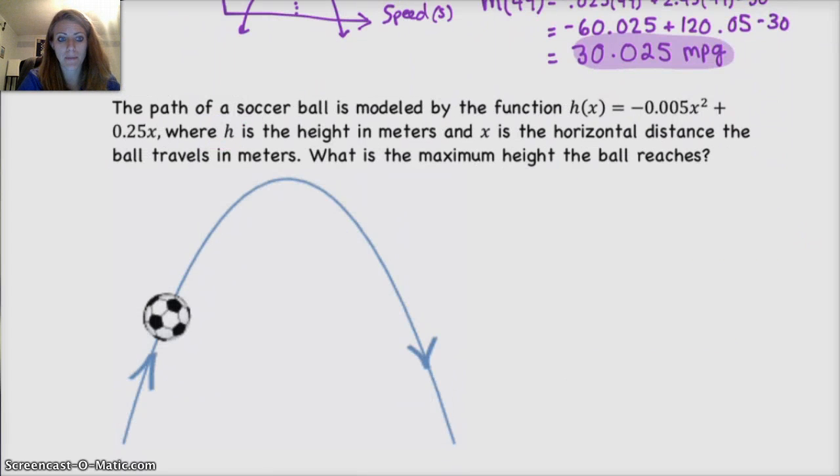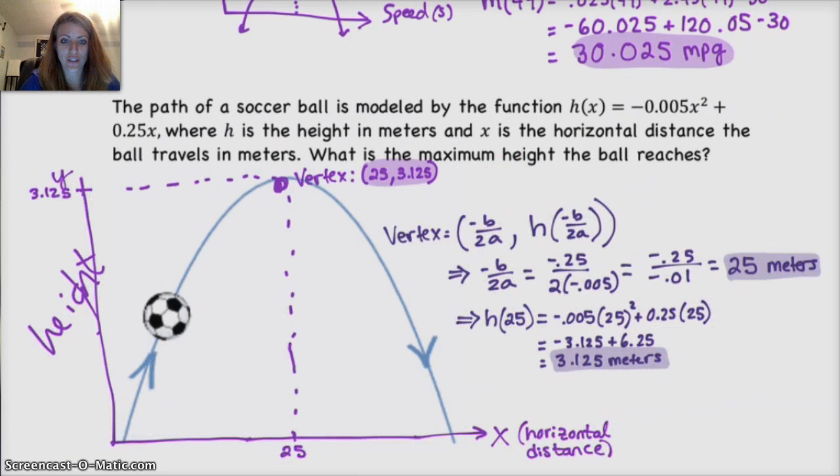Try the second problem. This is about a soccer ball. It reaches its max height here, and then the horizontal distance is the x. Let's go ahead and find the maximum height the ball reaches. And there you have the solution to number 2.